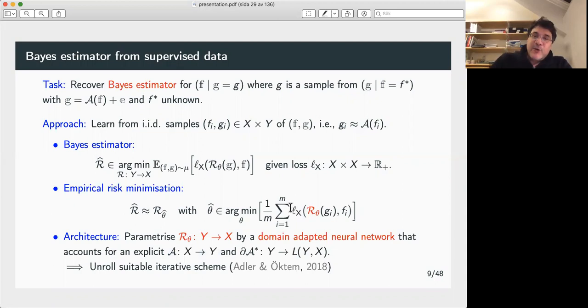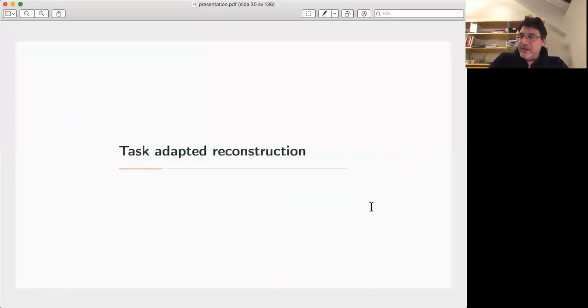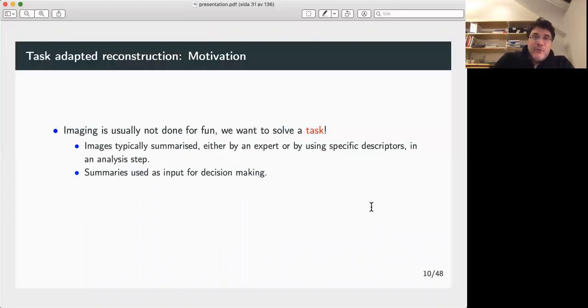The second part is, of course, which loss function should I pick? And that brings us to essentially the task-adapted philosophy. So we don't do imaging for fun. There's always typically a post-processing task that takes place afterwards, once you've done your image.